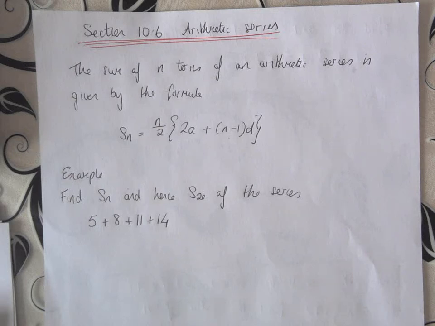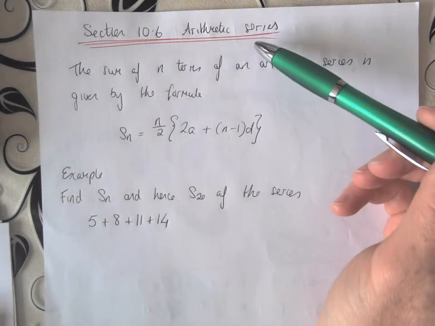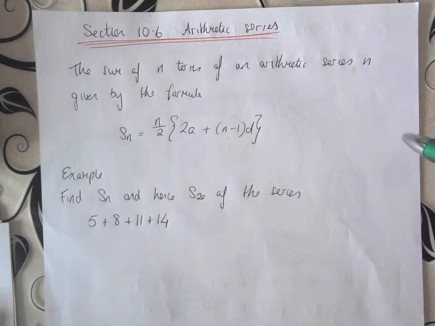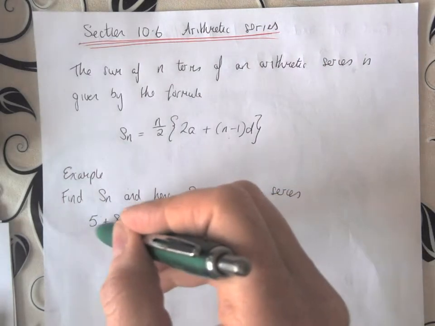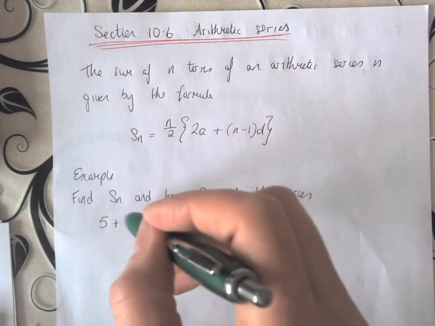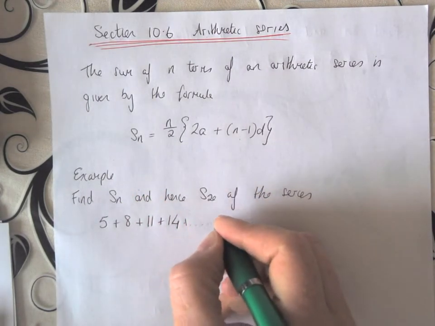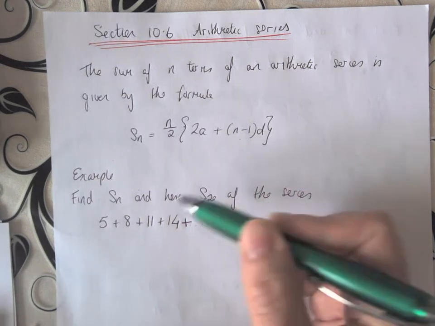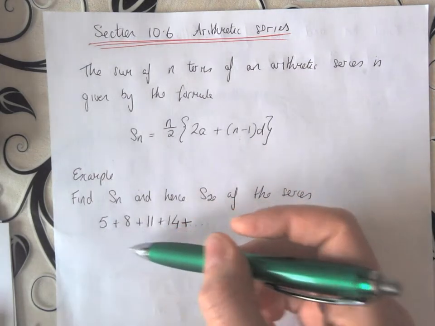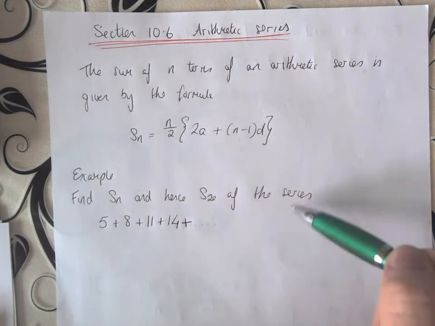Okay, so today we're going to look at section 10.6, arithmetic series. What we're looking at today is when we want to sum a series or sequence. So for example, 5, 8, 11, 14 goes on. It's a pattern that goes on. But we want to sum up a certain number of terms and see how much they add up to.